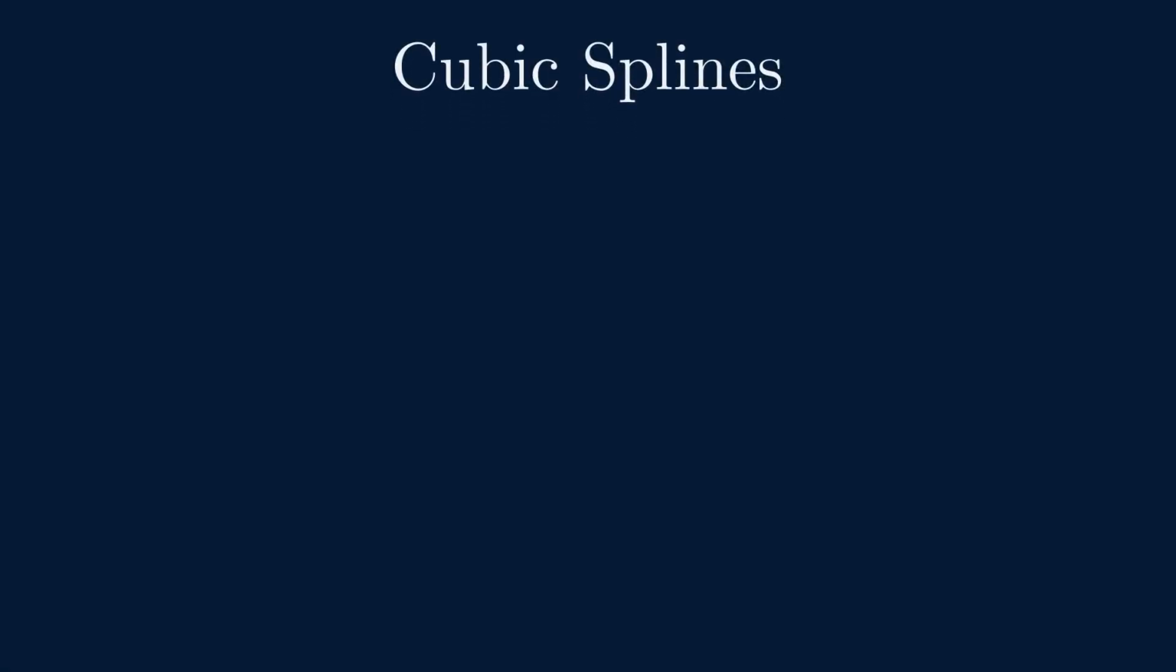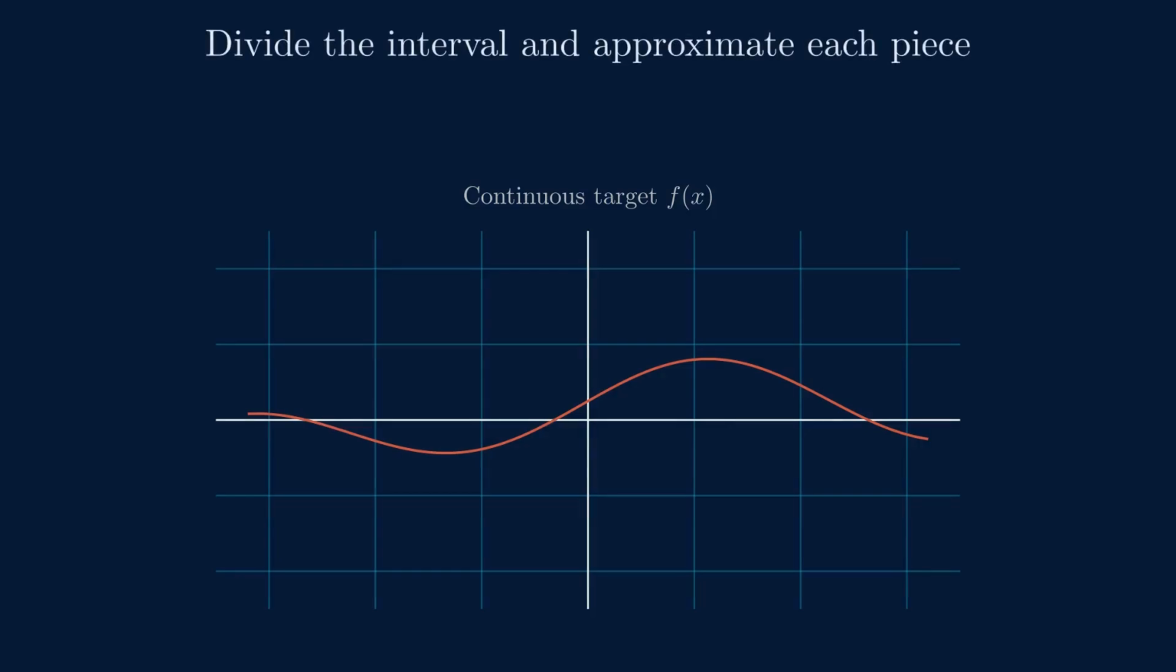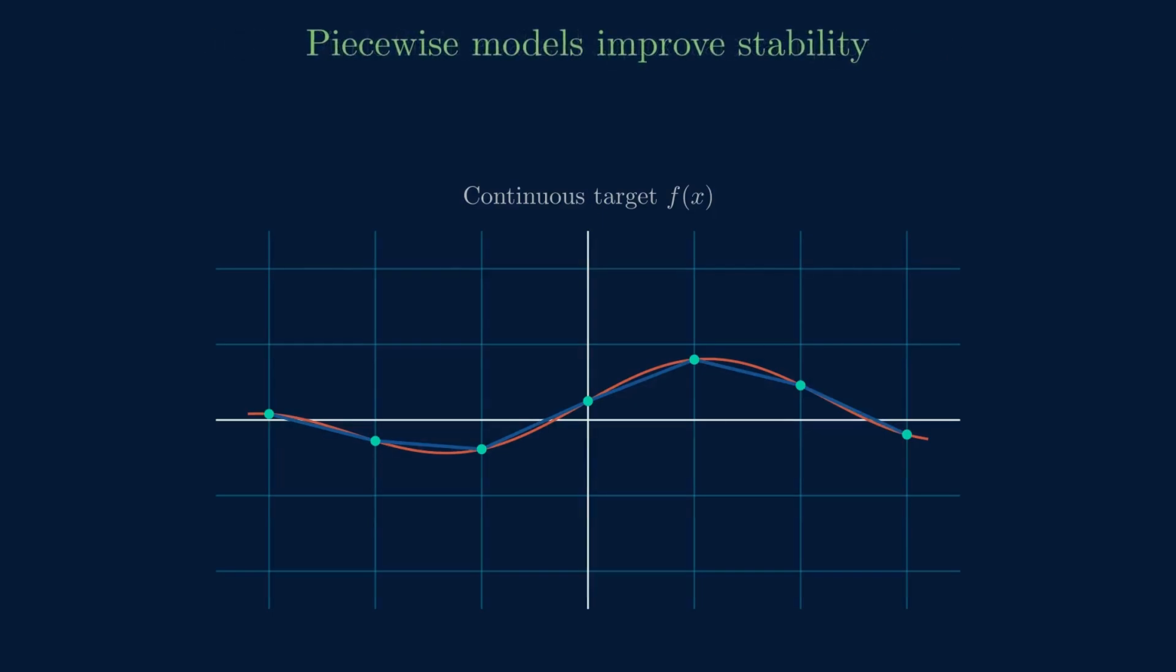Cubic splines, from intuition to construction. Suppose we want to approximate a smooth function. Instead of fitting a single global polynomial, we divide the domain into smaller pieces. Local models are more stable and avoid large oscillations.